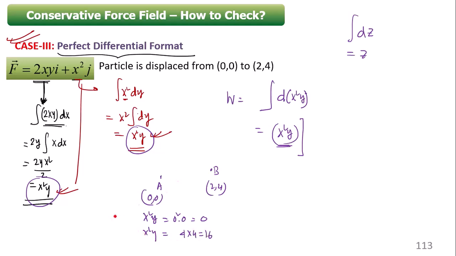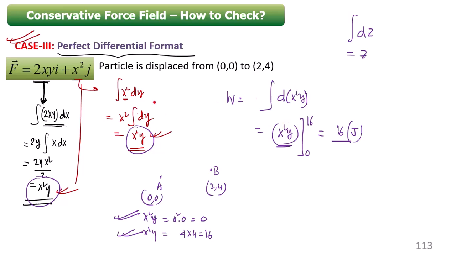Okay. So I calculate the x square y value for point A and the x square y value for point B separately, and now put the limit from 0 to 16. So the answer is 16 then. Okay, 16 will be your answer. So that means this format is also known as a perfect differential format. And how to check it?